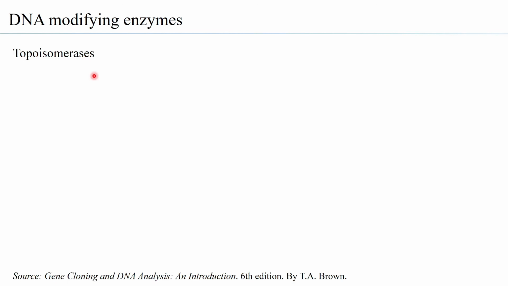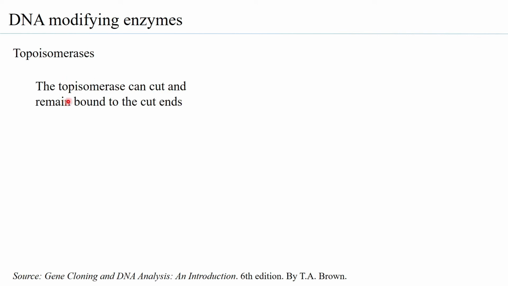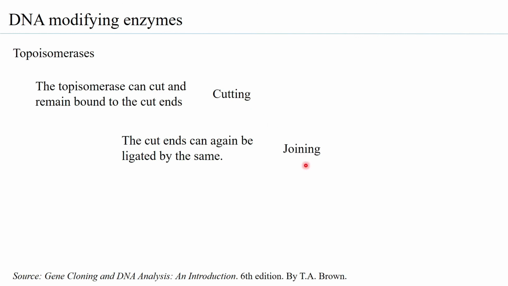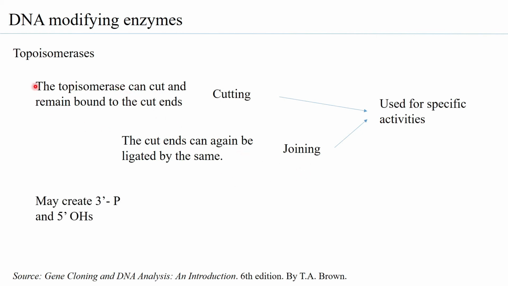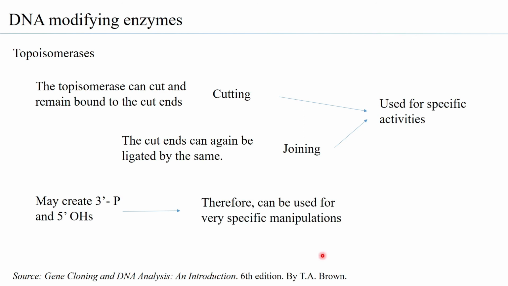Now, one can also use topoisomerases as DNA modifying enzymes simply because topoisomerases can cut and remain bound to the cut ends and then join the cut ends again. So you basically have cutting possible by the DNA topoisomerases and you also have joining possible, and therefore for specific activities the topoisomerases can be used. They may create a 3 prime phosphate and 5 prime OH, and so this typical resultant of its activity can be used for specific manipulations.